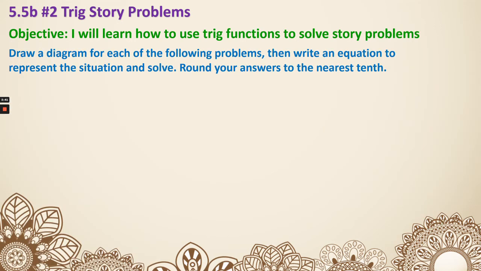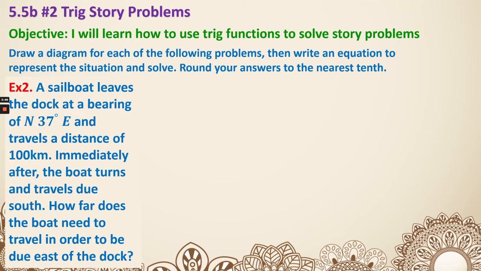Next, let's have a look at some more tangible application examples. Example 2. A sailboat leaves the dock at a bearing of north 37 degrees east. For all of these examples, it is very important to be able to draw the description correctly. That's going to help a ton with setting up the equation and solving for what we need. So let's have a look. First, since we need a compass bearing, let's start with the general directions. We have north, we have south, down south. We have west on the left, and we have east on the right.